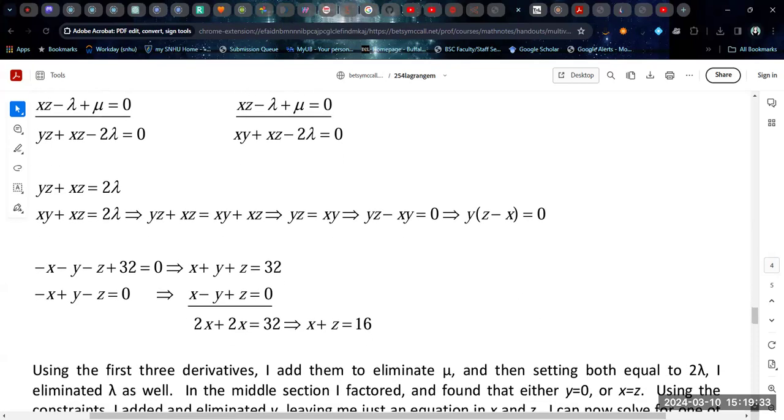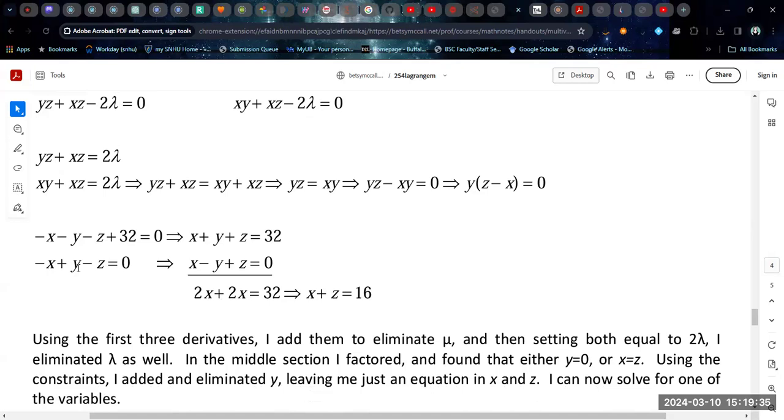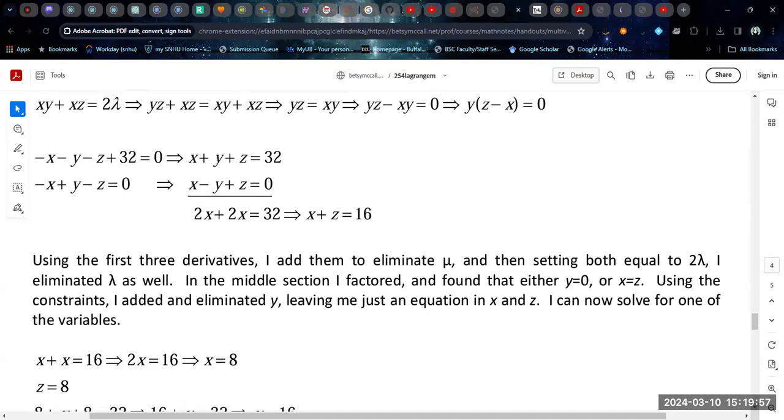And then likewise, I can simplify my constraints equations. I can put those together. I can add them together in order to get rid of the y's. And I'm left with this relationship between x and z, and they have to collectively be equal to 16. So again, in this example, I haven't found lambda or mu, but I have found additional relationships between x and y, and x and z.